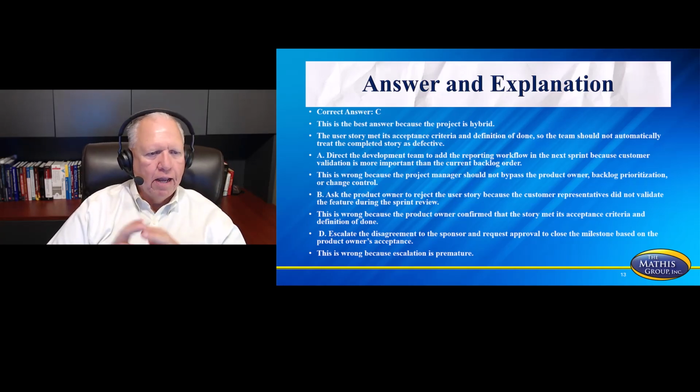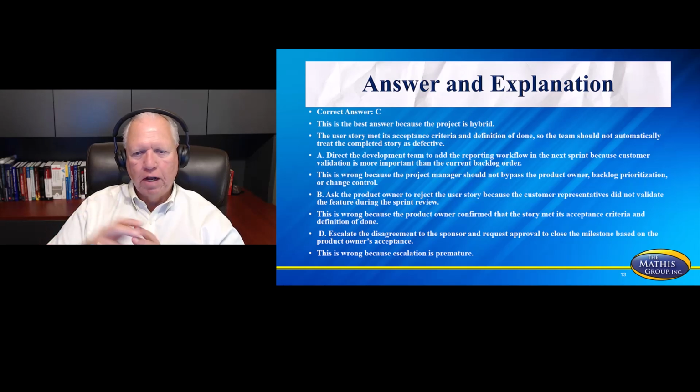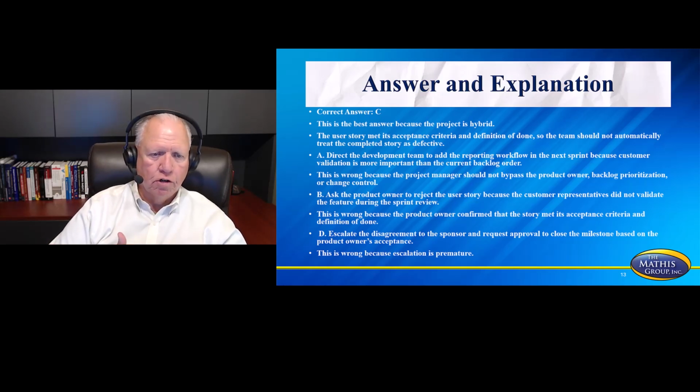So what about A? Direct the development team to add the reporting workflow in the next sprint because customer validation is more important than the current backlog order. This is wrong because the project manager should not bypass the product owner. Remember, if it's hybrid, you've got Agile in there, so you've got a product owner, and the product owner is in charge of the backlog prioritization.